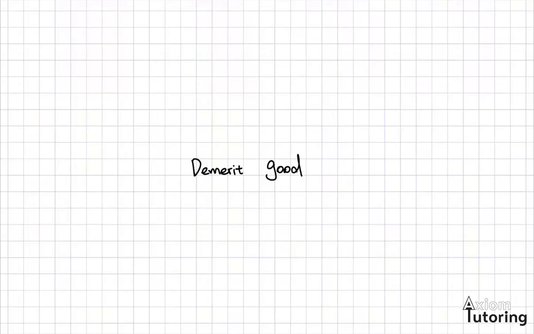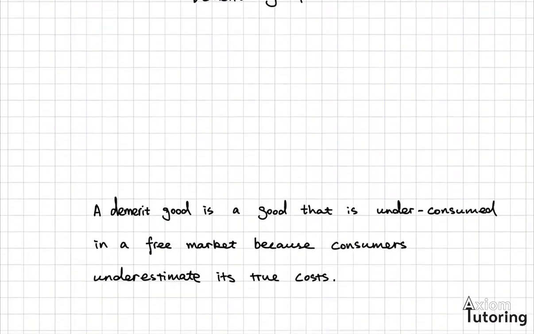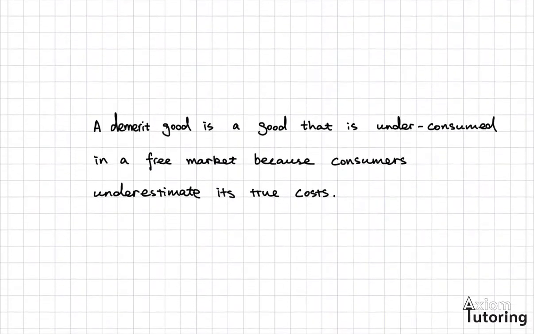And economists call products like cigarettes demerit goods. By definition, a demerit good is a good or service that is overconsumed because consumers either underestimated its true private costs or overestimated its private benefits.